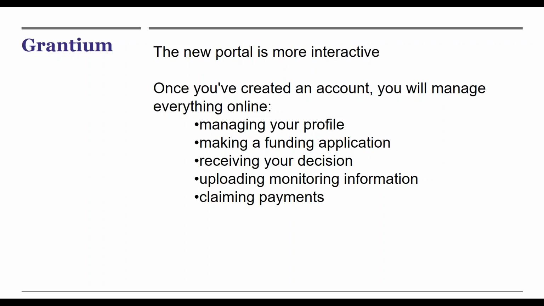So as you see from those bullet points, you can look at managing your profile. From there you can make your funding applications, your funding decisions from us are communicated via it, and also those monitoring conditions, payment conditions and claiming payments. So rather than having to email and not being completely sure where your email has gone, you can actually do this all through a web portal, and this should be helpful to you.